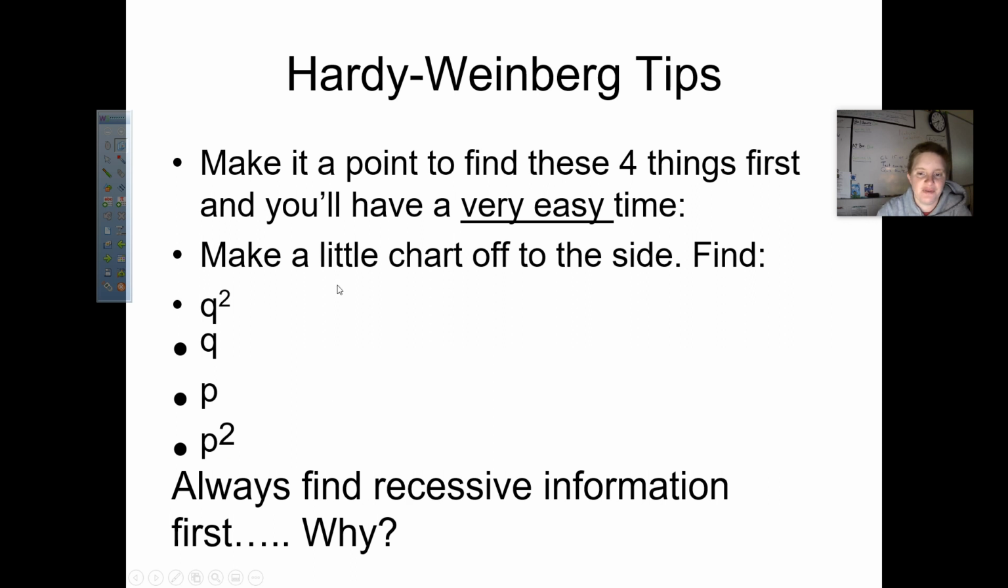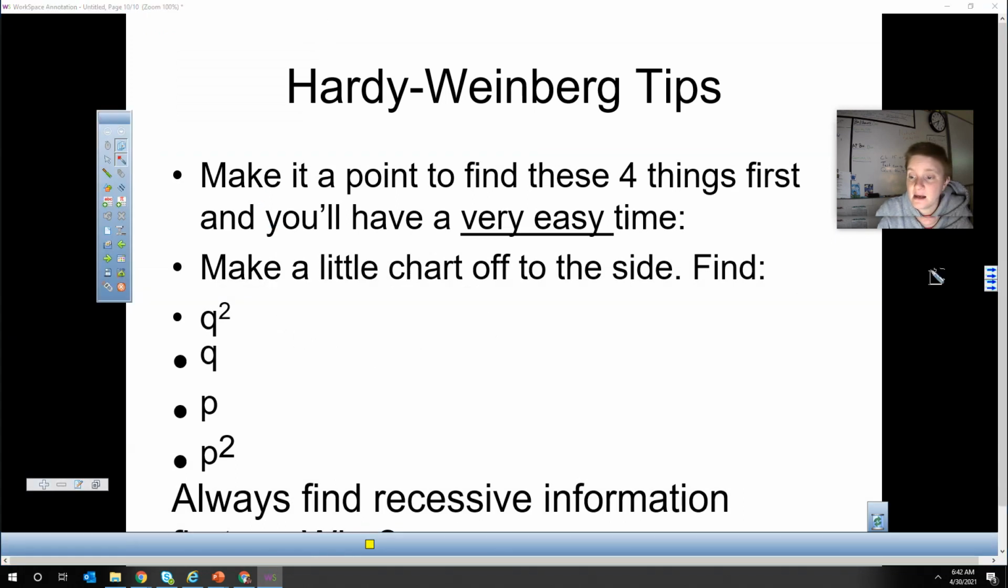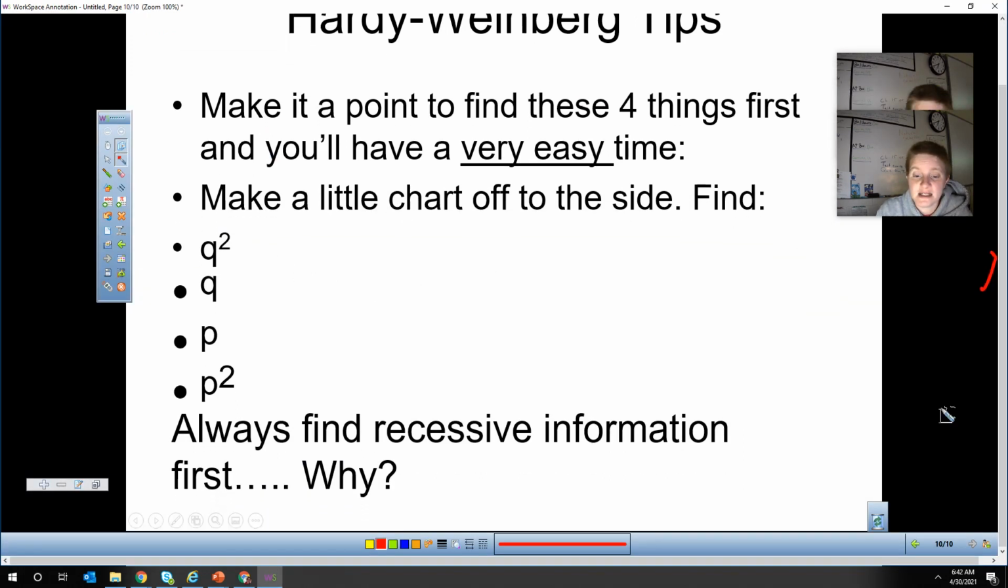So make it a point to find these 4 things first, and you'll have a really easy time. Like I said, make this little chart off to the side, and you're going to have it really simple. And another thing, make sure you always find the recessive information first. And let's remember, why would we want to find the recessive information first? It's because we already know, if I'm saying that it has the recessive phenotype, what the genotype must be.